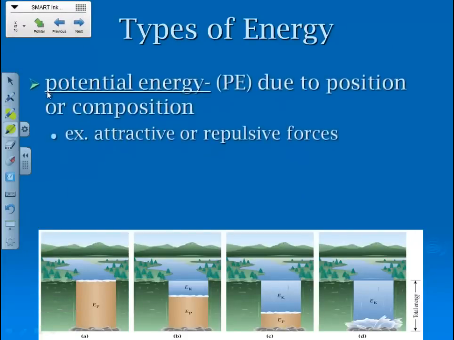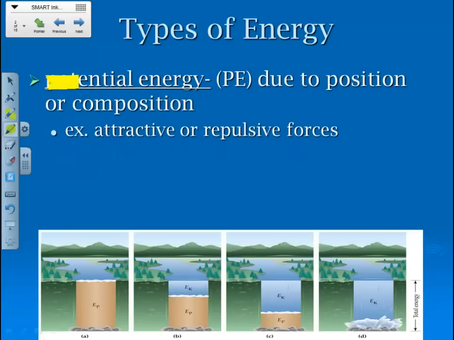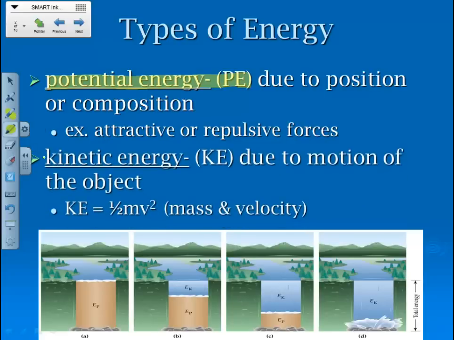Now for types of energy, there's two major types of energy, so we can get this out of the way. The first being potential energy, which is due to the position or composition. For example, if you look down here for the water that is at the top of the waterfall, this water has potential energy because of its position at the height of where it is. And from a chemistry perspective, attractive or repulsive forces are usually potential energy that can eventually act on something.